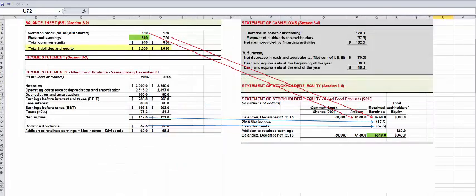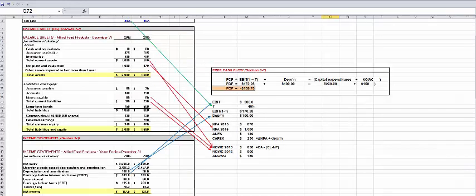The statement of stockholders' equity is really a pretty simple statement. Its only purpose is to reconcile total stockholders' equity from the previous year to this year. For Allied, we start with the retained earnings balance from 2015, $750 million, add net income for 2016, $117.5, and subtract dividends paid, $57.5, and we arrive at the 2016 retained earnings balance of $810 million. If a firm has a negative net income, retained earnings are reduced on the statement of stockholders' equity and on the balance sheet.